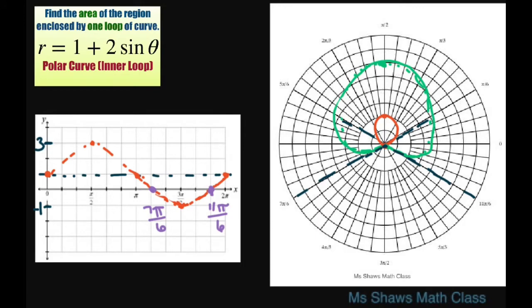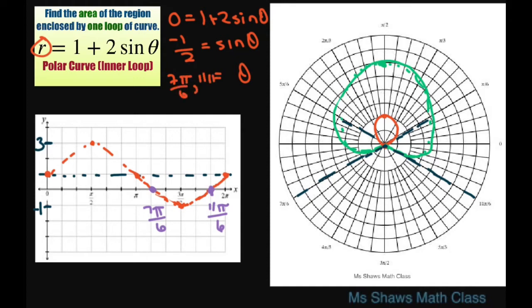And so what I'm going to look at is setting r to 0. If I do that, I get 1 plus 2 sine of theta equals 0. Subtract the 1, then divide by 2, and that's going to equal sine of theta. So my angles are going to be 7 pi divided by 6 and 11 pi divided by 6, given right here. I also sketched everything out. At pi divided by 2, we're at 3, so I just made this a 3 here, and then kind of sketched it here.